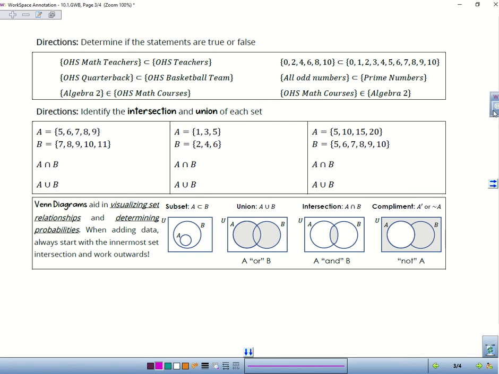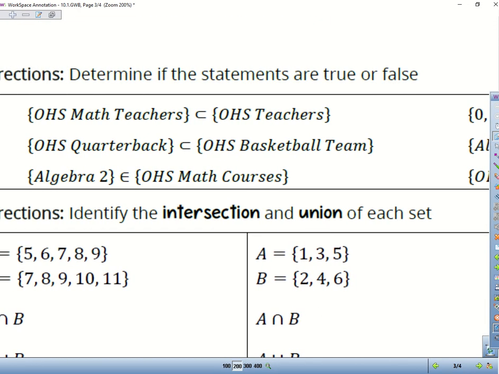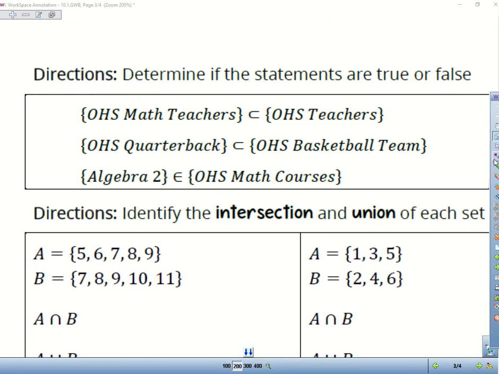Alright, so first thing we're going to look at is this sheet here. We're going to zoom in so you can take a look. We're going to talk about some real world scenarios dealing with set theory. So the first one we're looking at here is Oviedo High School math teachers. Is that a subset of all Oviedo High School teachers? True or false? Yep. True.